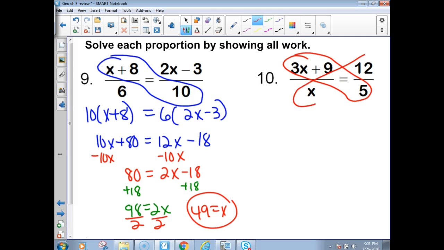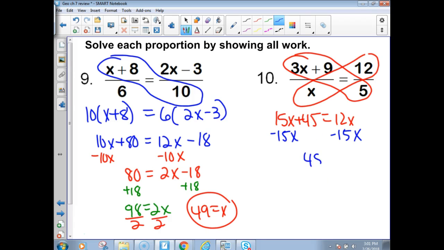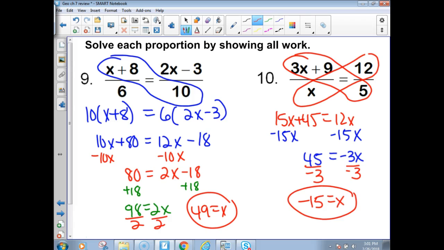All right, cross products on 10. I'm going to go a little bit faster as far as I'm not going to write this step. I'm going to distribute right away. 15x plus 45 is equal to 12 times x. You need to subtract 15x from both sides, and that goes against your grain because you don't like to see the negatives, but you got to do it. 45 comes down, this answer is negative. 12x minus 15x is negative 3 times x. And then we divide by negative 3, and we get negative 15 for your solution.